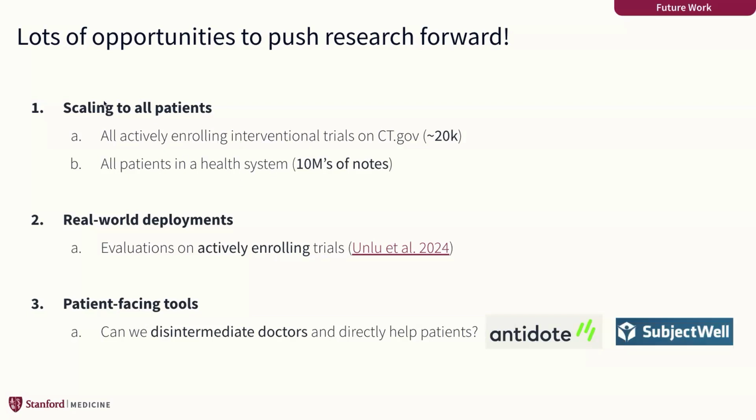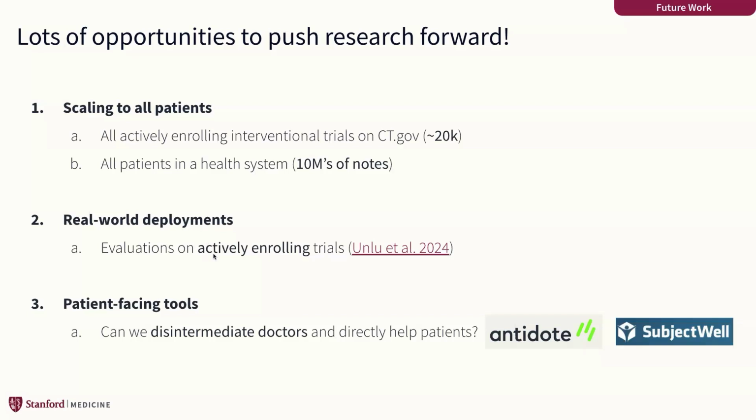In terms of interesting opportunities, one, I think scaling it to more patients, more trials would be very interesting, right? There's tens of thousands of trials happening now. Within a health system, there could be tens of millions, hundreds of millions of nodes. How do you actually do this at production scale? We haven't really done that yet.